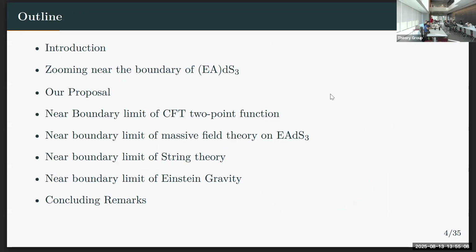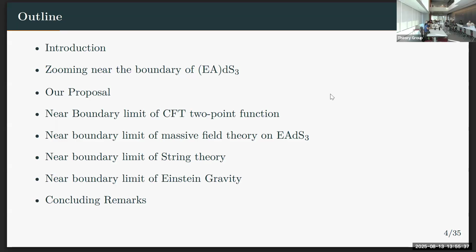Right. So the outline of my talk is as follows. First, I will explain what it means to go towards the boundary of Euclidean AdS3. And then I will talk about the proposal that we are trying to give through this work. And then we will look at what it means to have the near boundary limit of a CFT2 point function and how various structure arises from that limit.